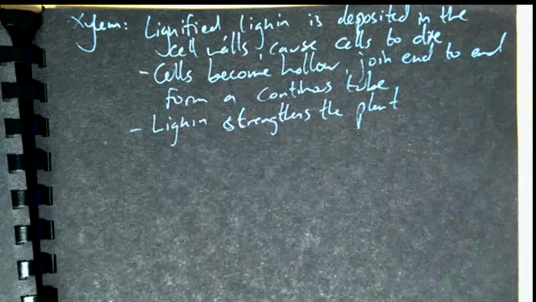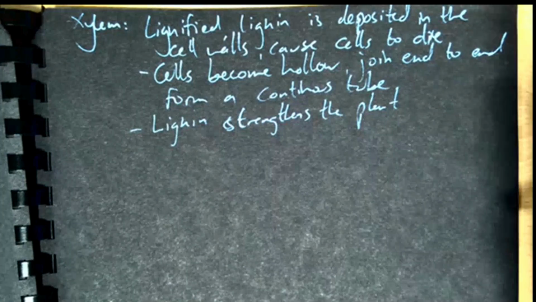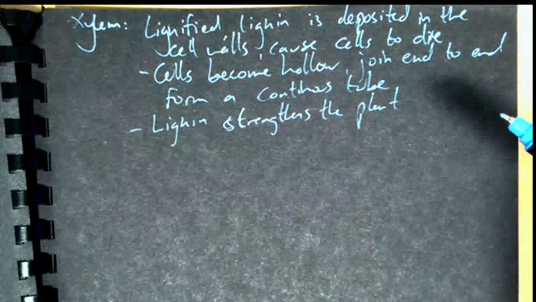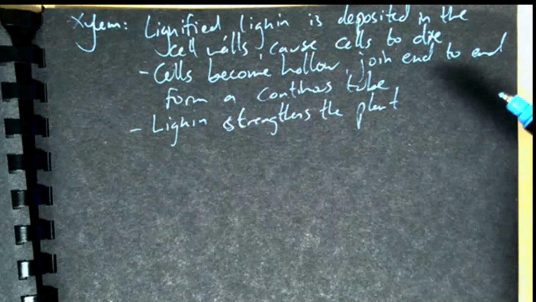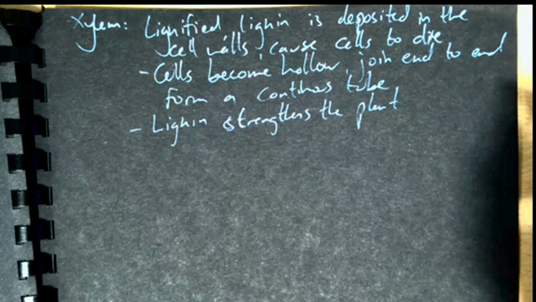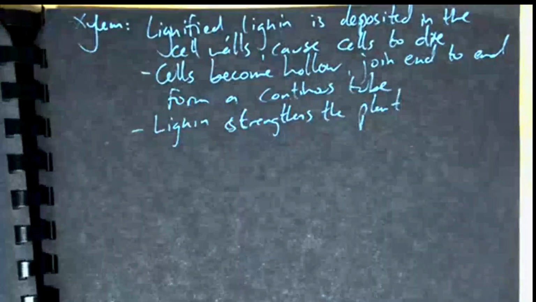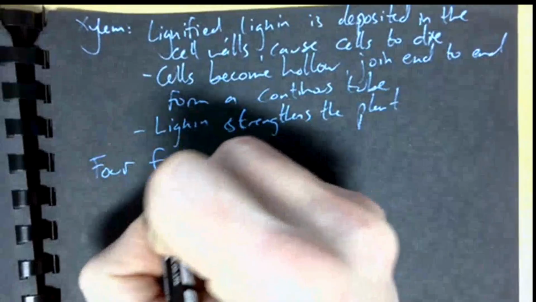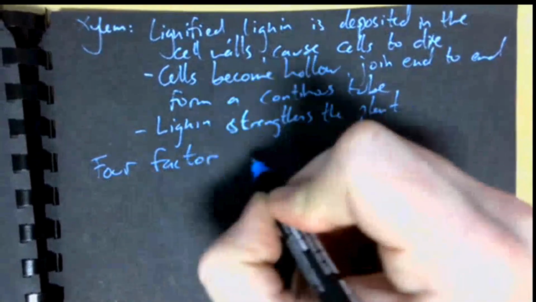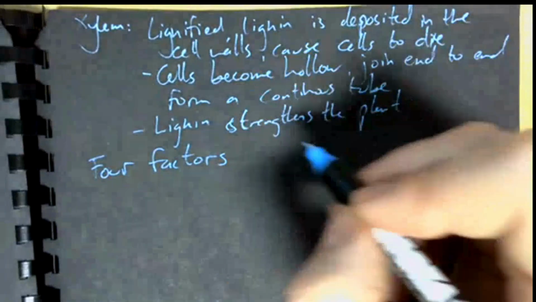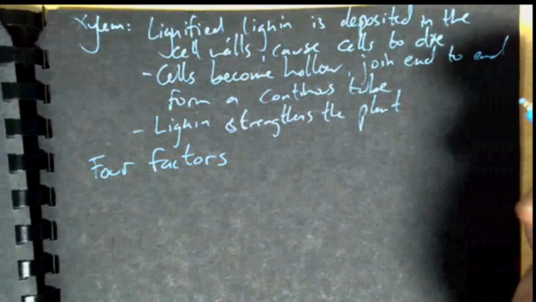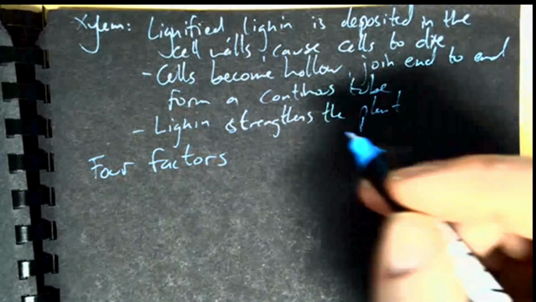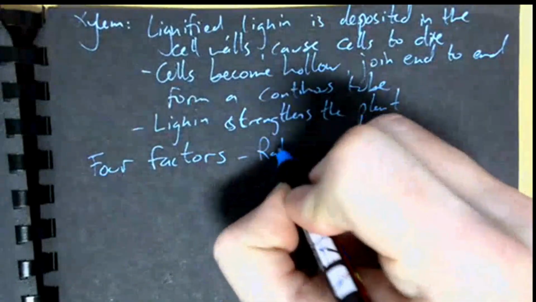Okay, so if we've got transpiration and we know it's happening through these tubes, can we have a little think about four factors that are going to affect the rate at which transpiration takes place. So what four factors are going to have an impact on the rate of transpiration?